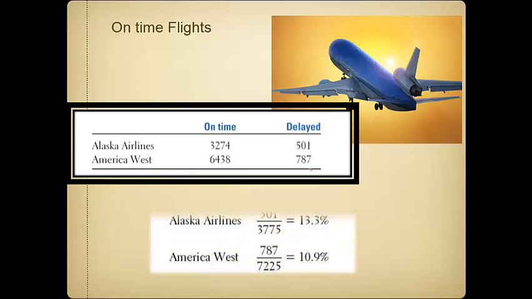And we turn those into proportions. Alaska Airlines definitely has more delays than America West. So America West you would consider would be the better as far as being on time. However, a lot of times there might be another variable we're not looking at. We call these lurking variables, a variable that might shed some light on why one is higher than the other.